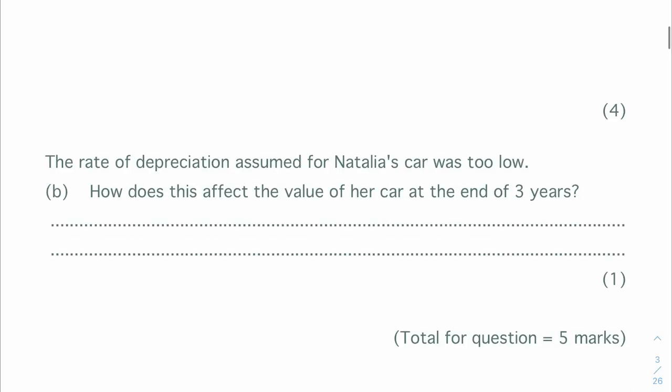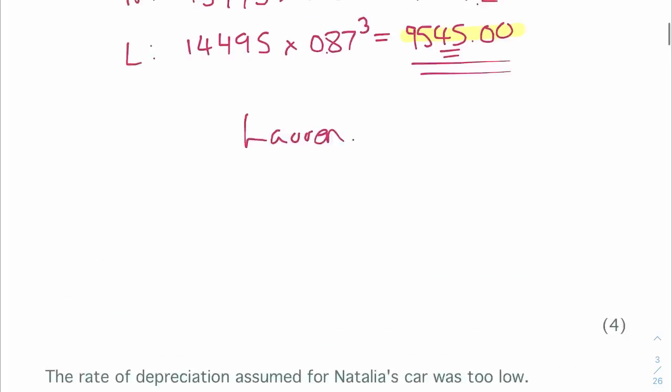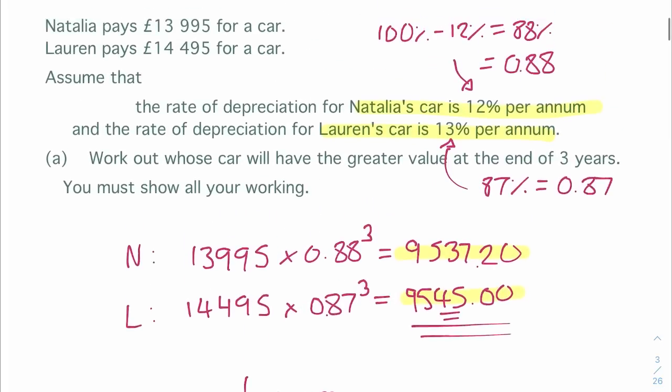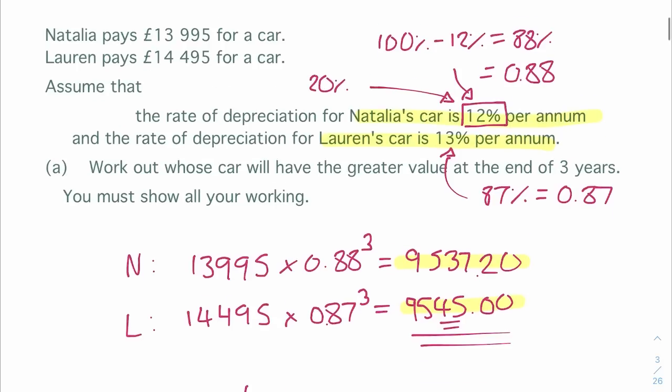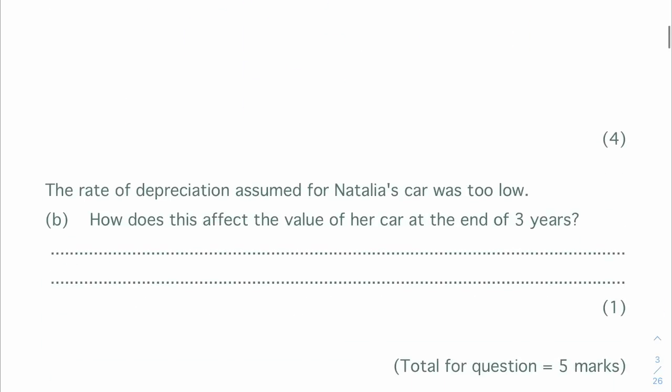Okay, so part B has another element to it. It says the rate of depreciation assumed for Natalia's car was too low. How does this affect the value of her car at the end of 3 years? Well, if Natalia's car actually had a higher rate of depreciation, because obviously at the moment it's 12%, let's say, for example, actually it was 20%. Now, if it was 20%, the value of her car would have been much lower. So that's all that we need to say. So the value of her car would be less.